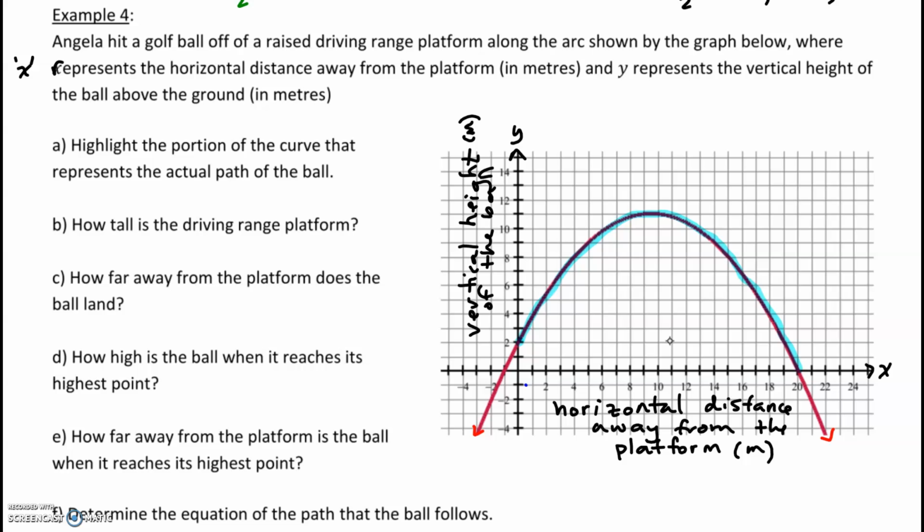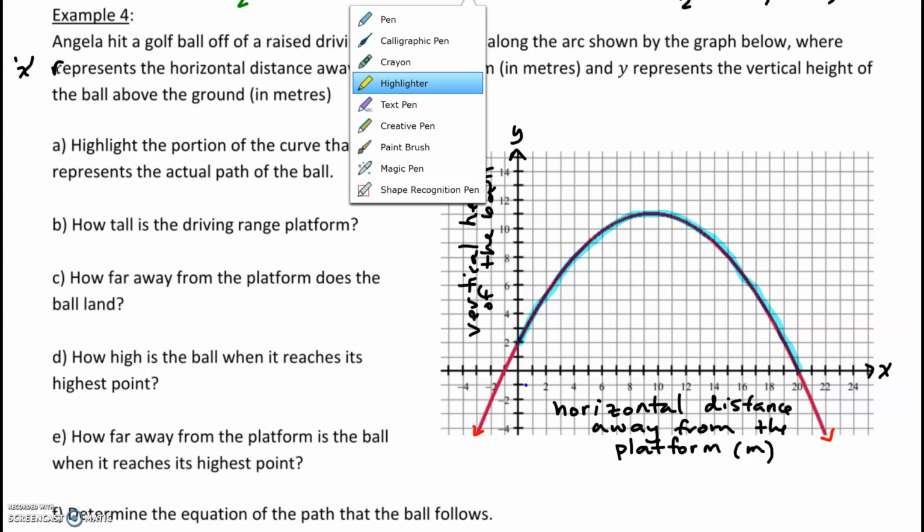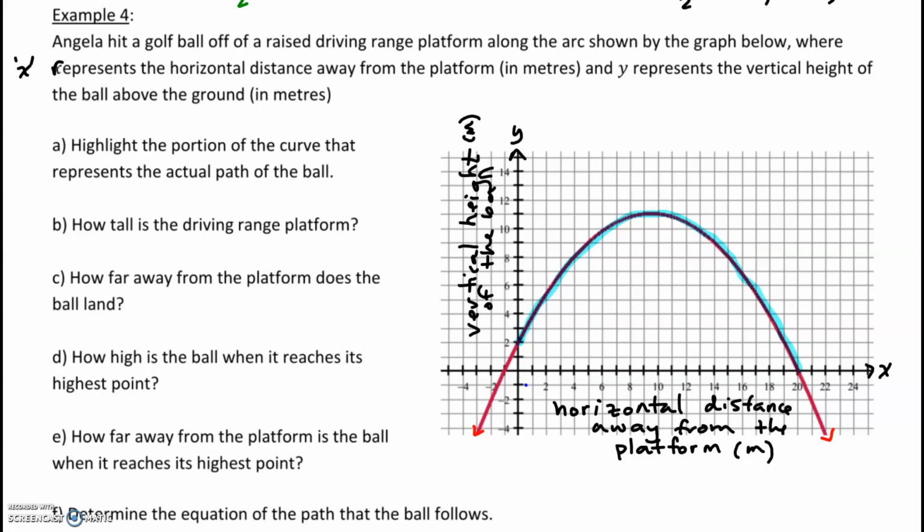Now, how tall is the driving range platform? So the platform, we said, is going to be right here. There's the platform. Okay, so when the horizontal distance is 0, the ball is sitting on the platform, and we can see that it's sitting 2 meters above the ground. So how tall is the driving range platform? It is 2 meters. Okay, that is where Angela makes contact with the ball and then sends it on its path.